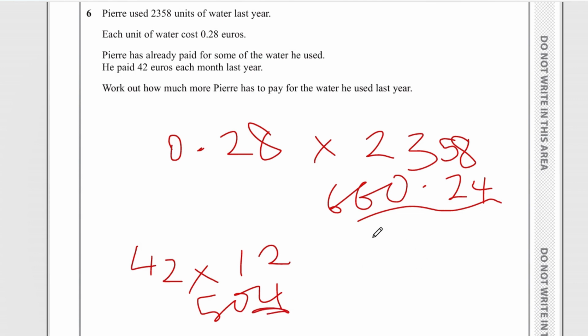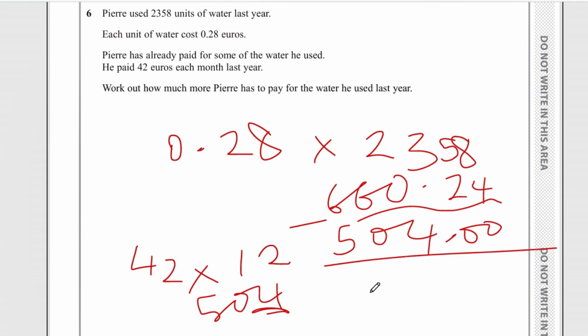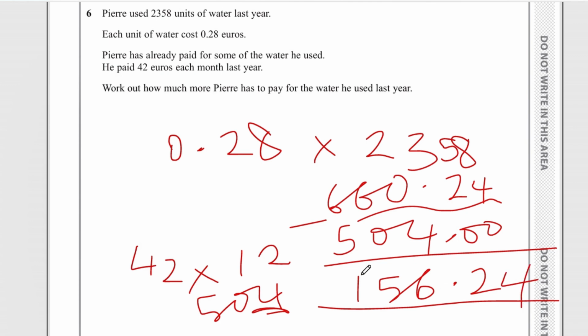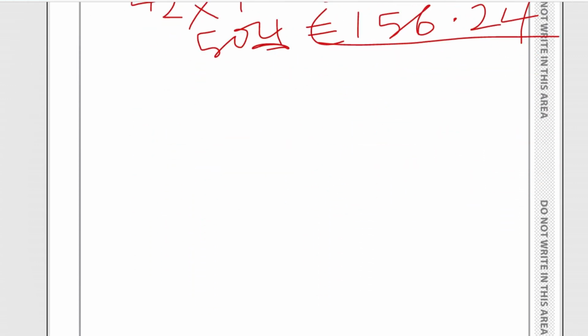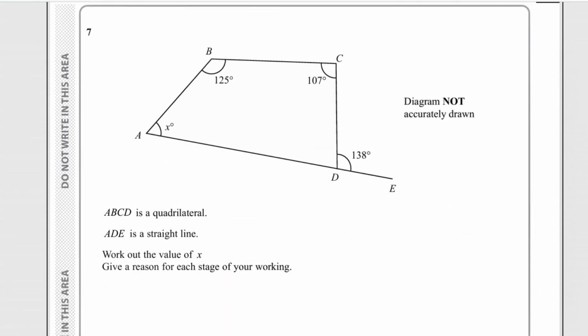How much is he yet to pay? So you're going to do subtraction. Okay, so take away 504.00 from 660.24. When you do the subtraction, your answer will be 156.24 euros. I hope we understand the solution. Okay. All right, let's proceed to the next one.